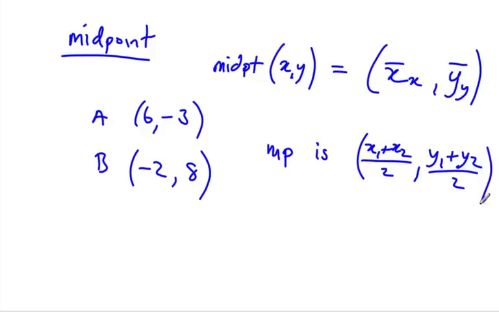Add them together, you get 4. Halve it, you get 2. So the answer is 2 for the x's. Add negative 3 and 8 together. 5. Half of 5, 2.5.